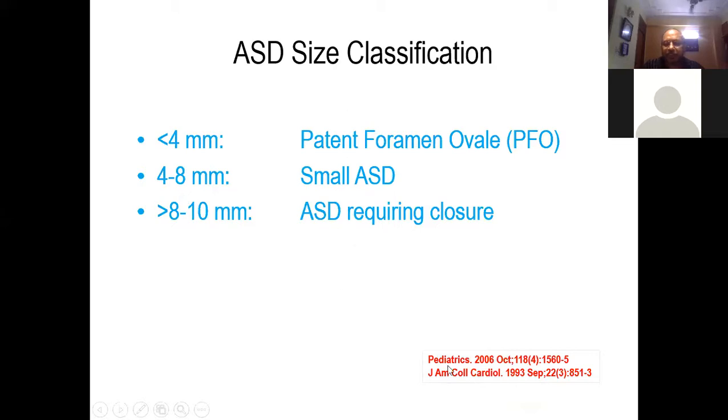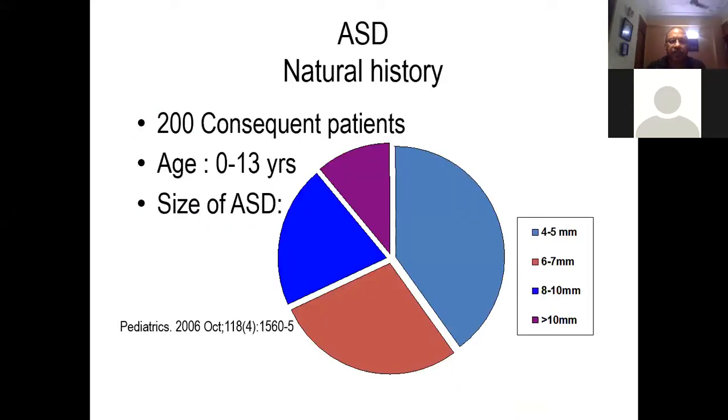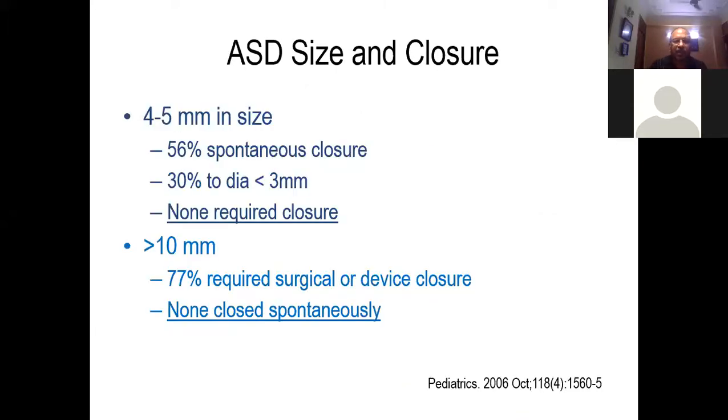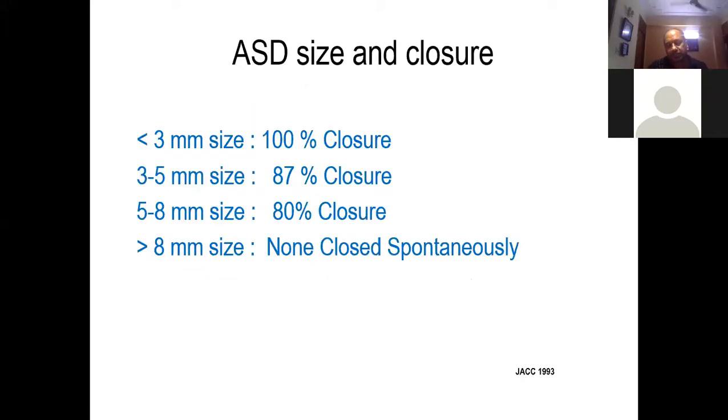Why does this classification, which was done in 2006 in Pediatrics and by Jack in 1993, still hold true in 2021? Because what they did is they looked at all these ASDs over a period of time. Less than 3 millimeters, almost 100% closed by themselves. Then 3 to 5, almost 90% closed. 5 to 8, 80% closed. And after 8 millimeters, none of them closed.